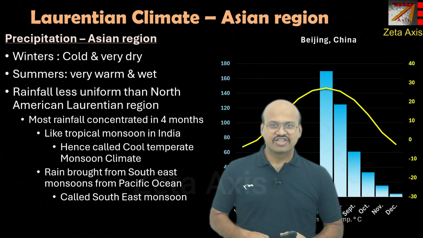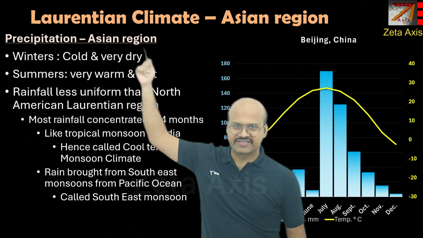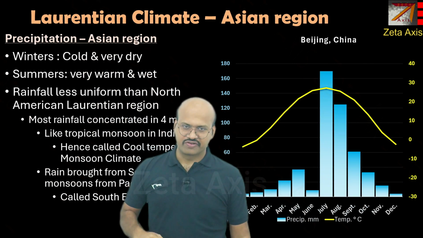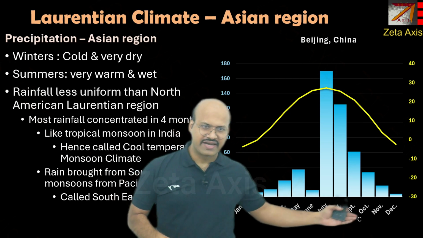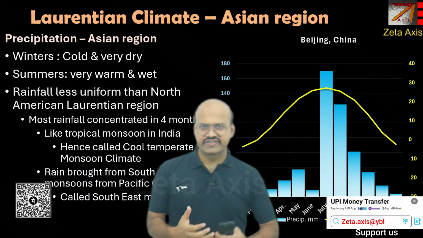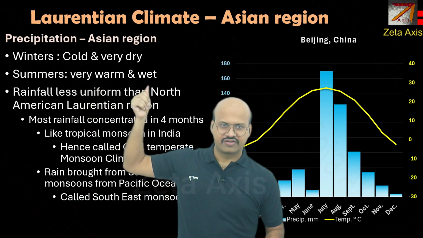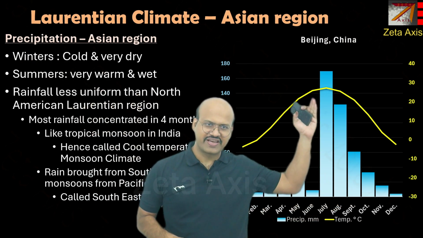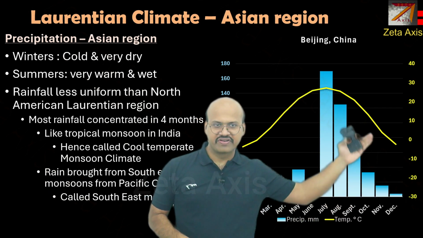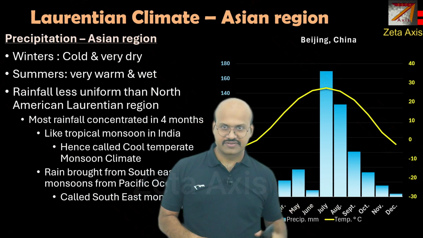Now let's see the Laurentian climate of the Asian region, where we will start with the precipitation. We see in winters cold and very dry wind will flow. Here we can see that there is no rainfall in the winter months, and therefore the wind is very dry. Summers are very warm and wet. We can clearly see that the temperature is very high in the summer and there is an abundant amount of rainfall. In fact, the rainfall is concentrated in the summer months.